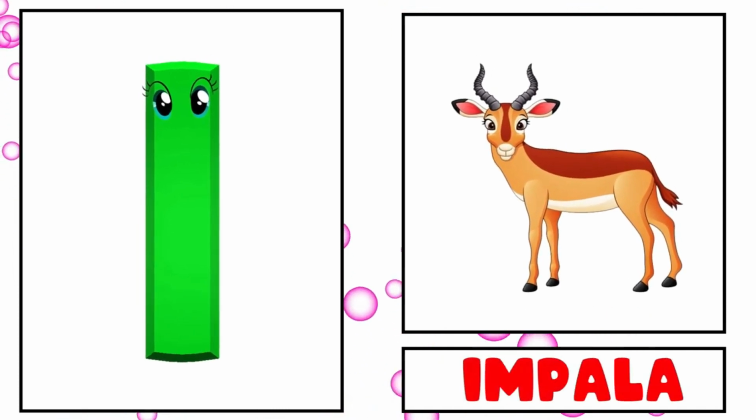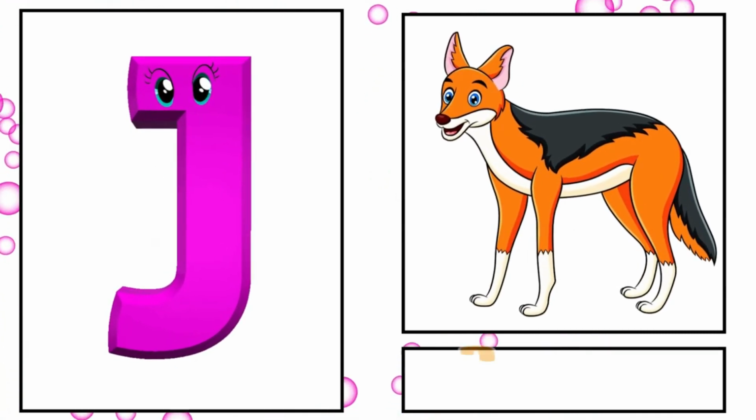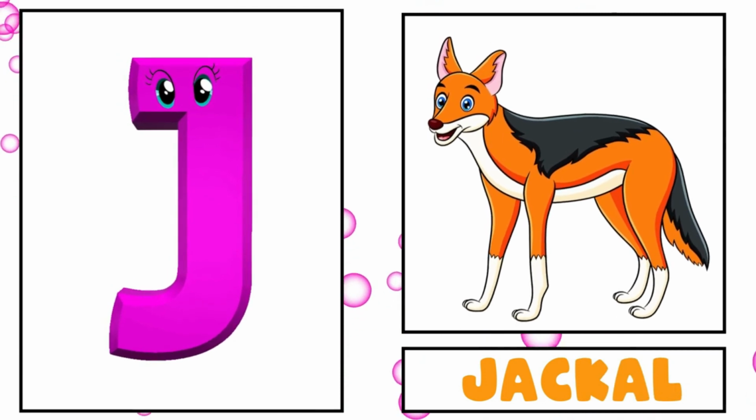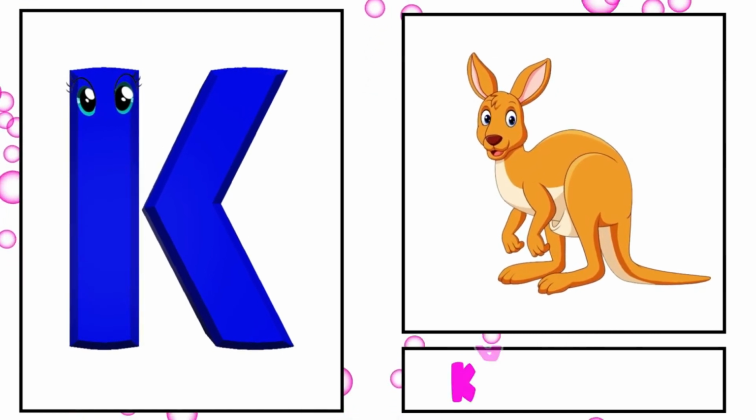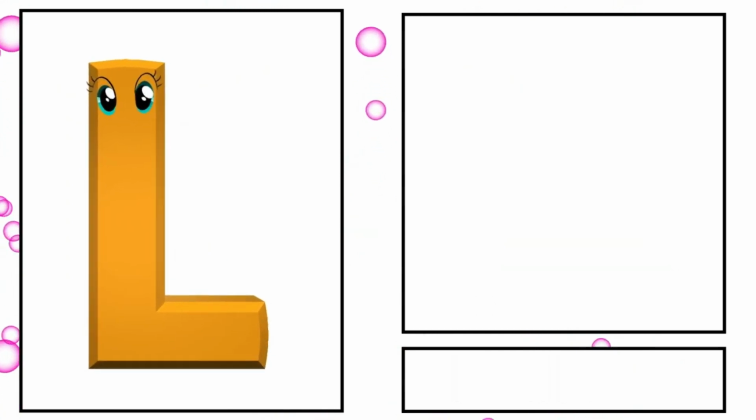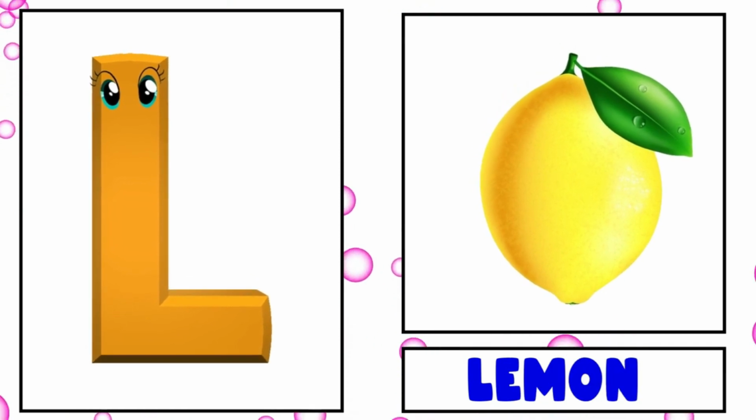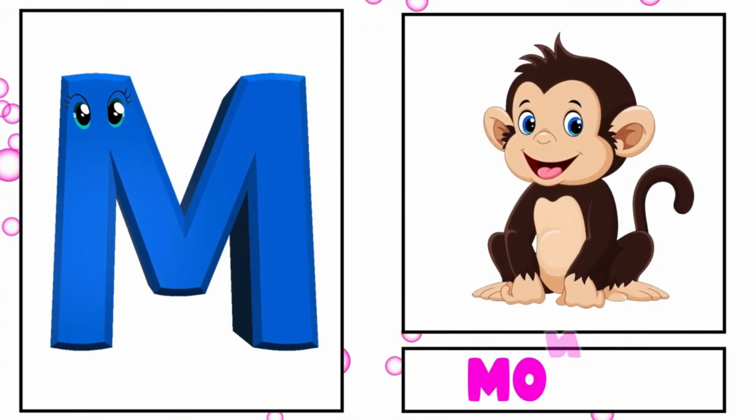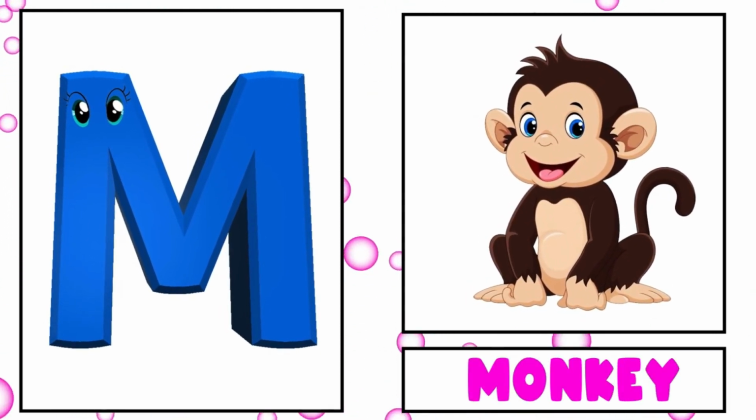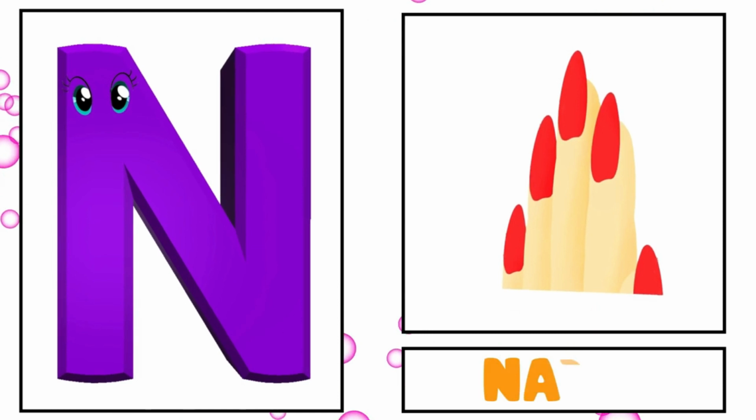Impala. J is for jackal. Jackal. K is for kangaroo. Kangaroo. L is for lemon. Lemon. M is for monkey. Monkey. N is for nails. Nails.